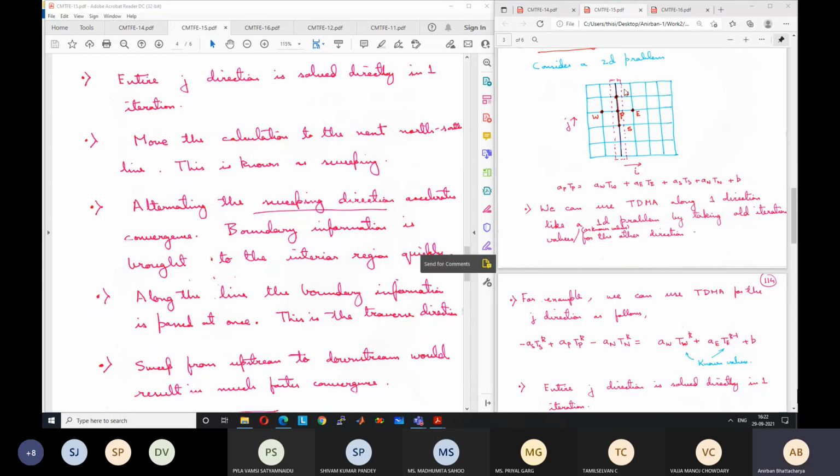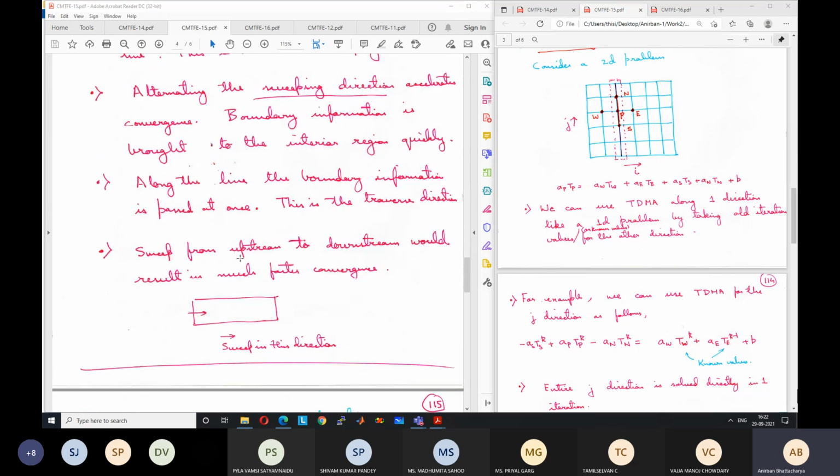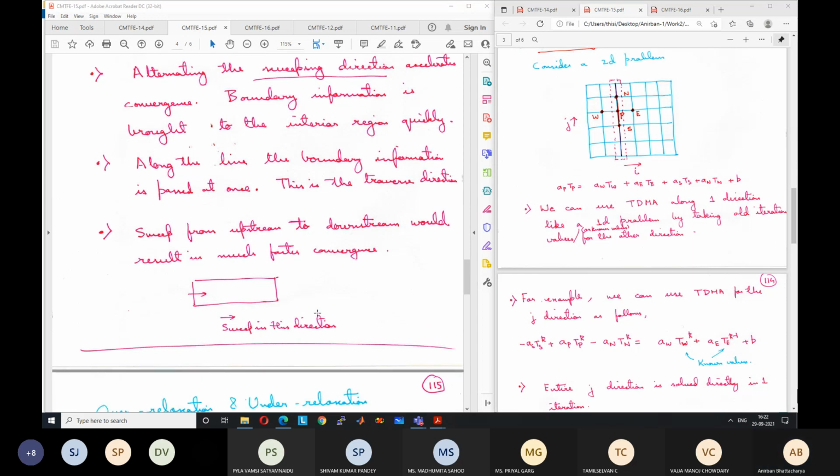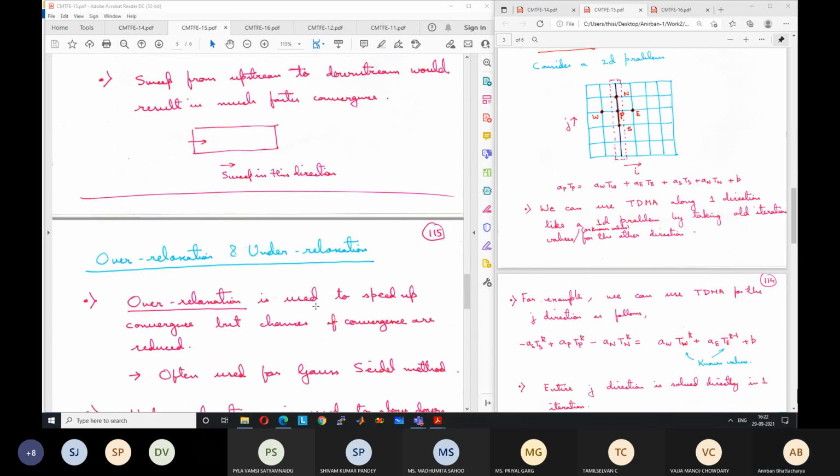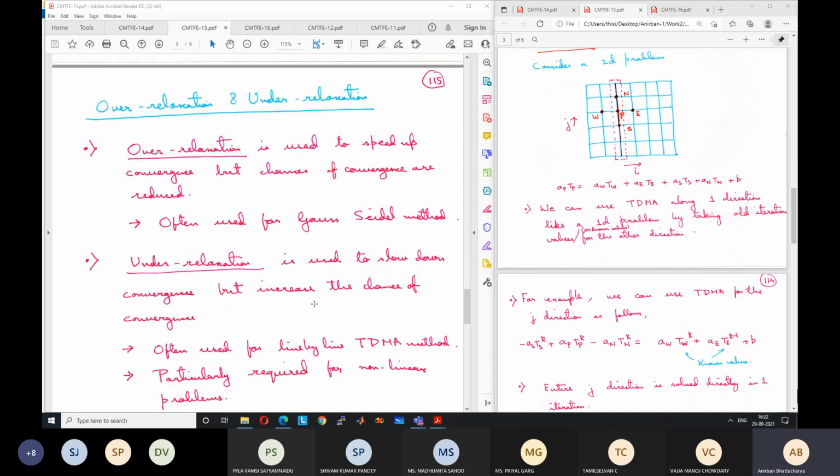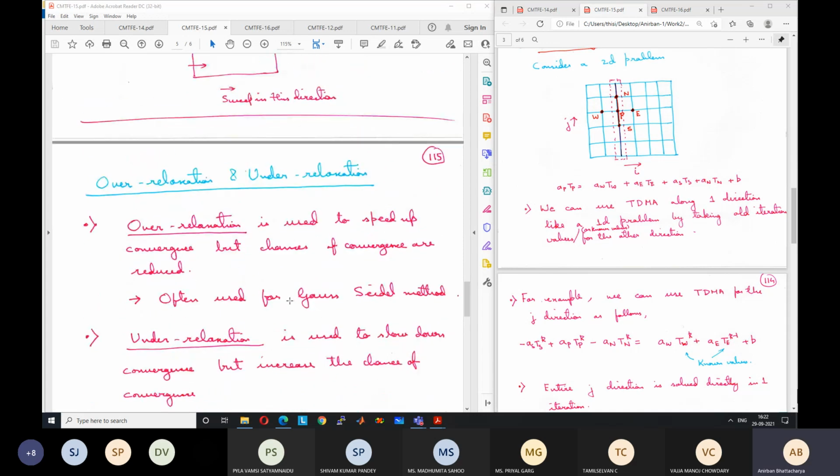Sorry, this is the sweeping direction. And this is the traverse direction, where the grid point is moving one point at a time. So sweeping from the upstream to downstream will lead to much faster convergence, because like in real life also, the information is passing in this direction, and we are also sweeping in this direction, so it will pass much faster. So this is what is known as sweeping.